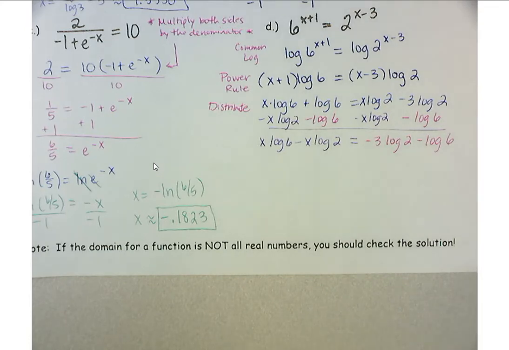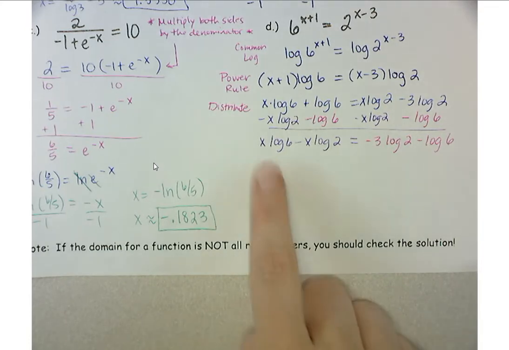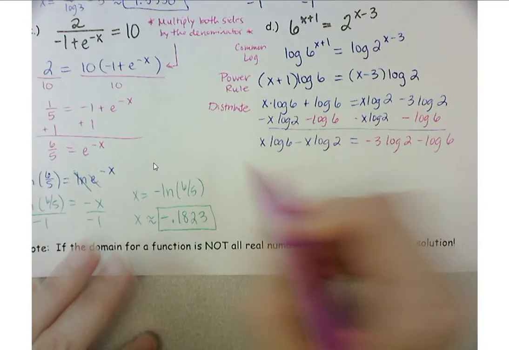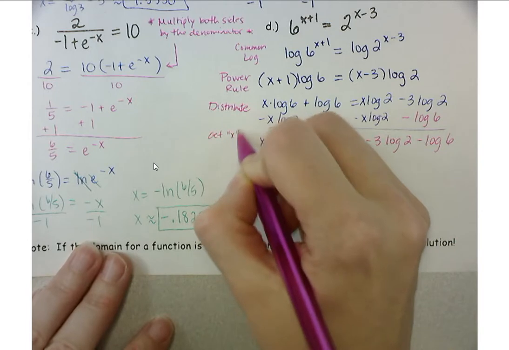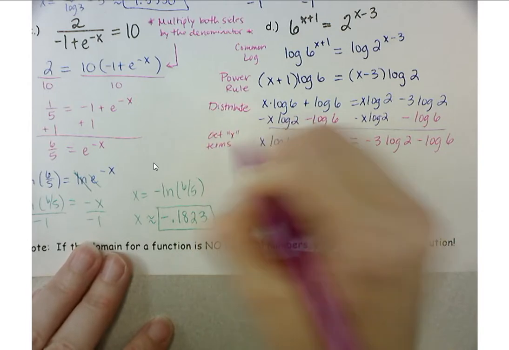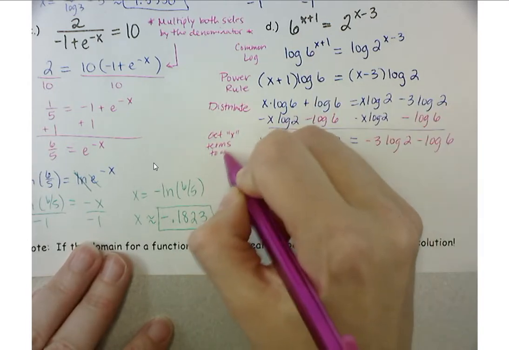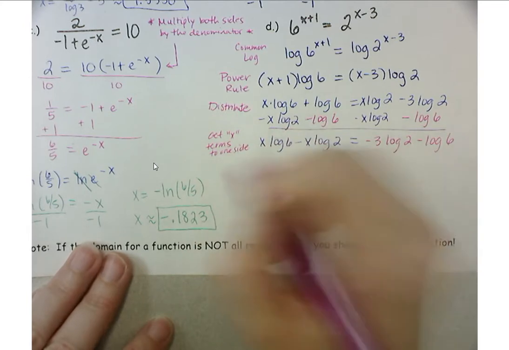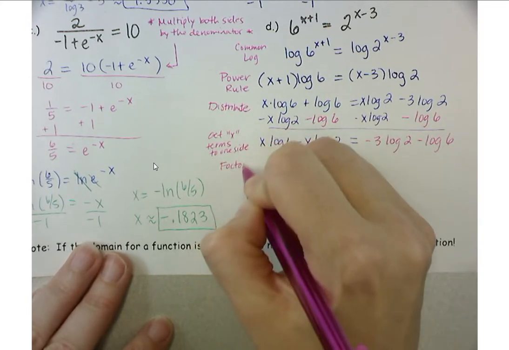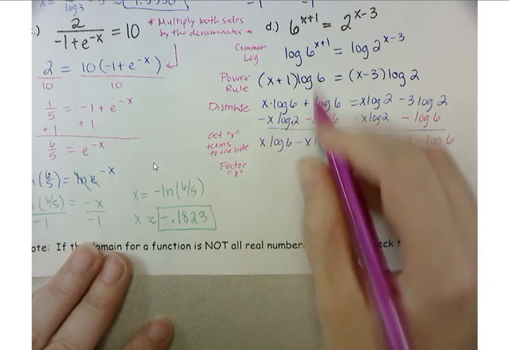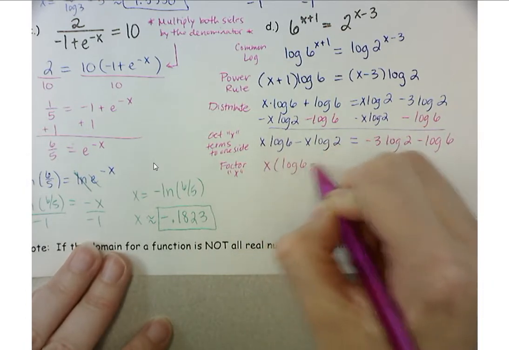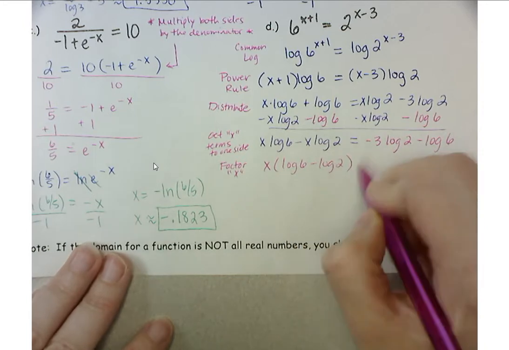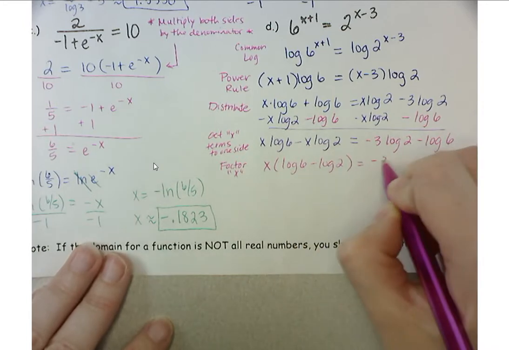All right, so now we can factor out my x. So all we did here is we got the x terms together to one side. And the reason why we do that is so that we can factor the x. So if I factor out the x, I have the log of 6 minus the log of 2 equals, I'm just going to keep this the same.